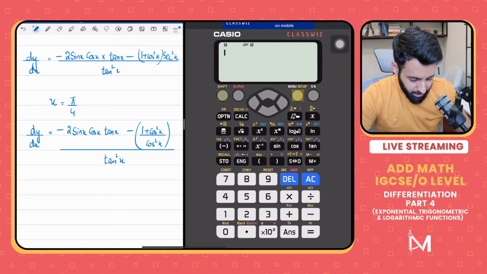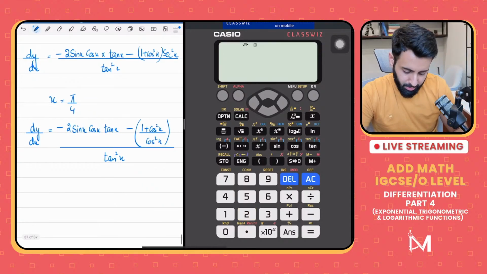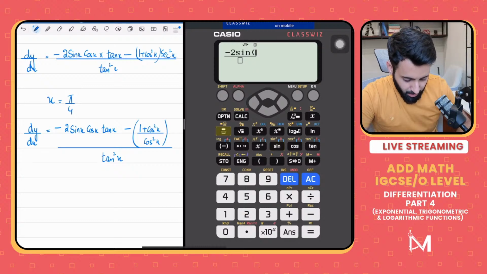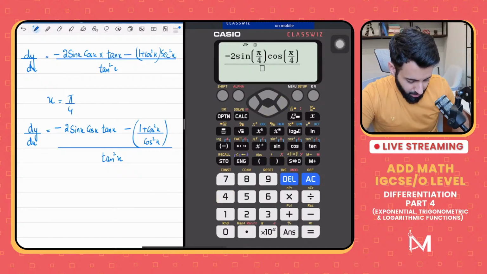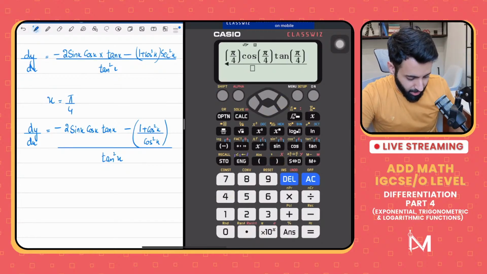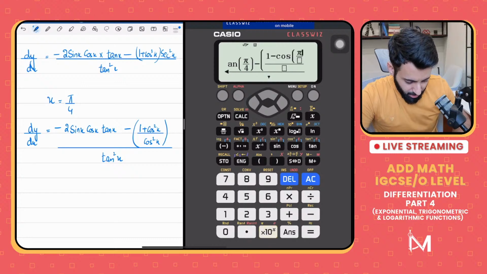So first thing you should do is make sure that your calculator is in radian mode. Okay? Now be careful. Make a fraction, minus 2 sine, and what do you want? You want pi upon 4. Okay. And then cos. In cos also, you want a fraction. What's the angle? Pi upon 4. Done? Then you want tan. In tan also, you want pi upon 4. There you go. Now minus, make a bracket, make a fraction, 1 minus cos, make a fraction, pi upon 4.